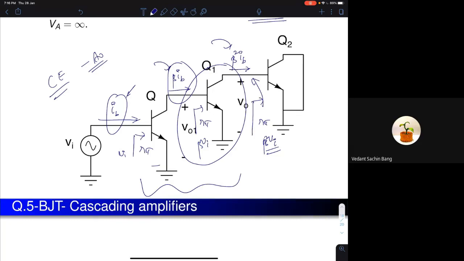If Q2 would have been open, then there would have been beta cube, right? Even if your Q2 is closed, if you measure the current through this, it is beta cube times IB. The current through this is beta cube.